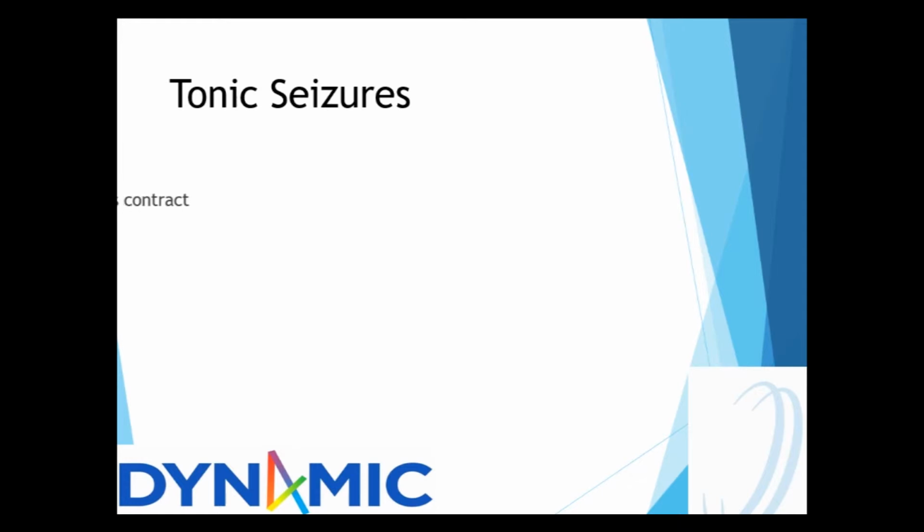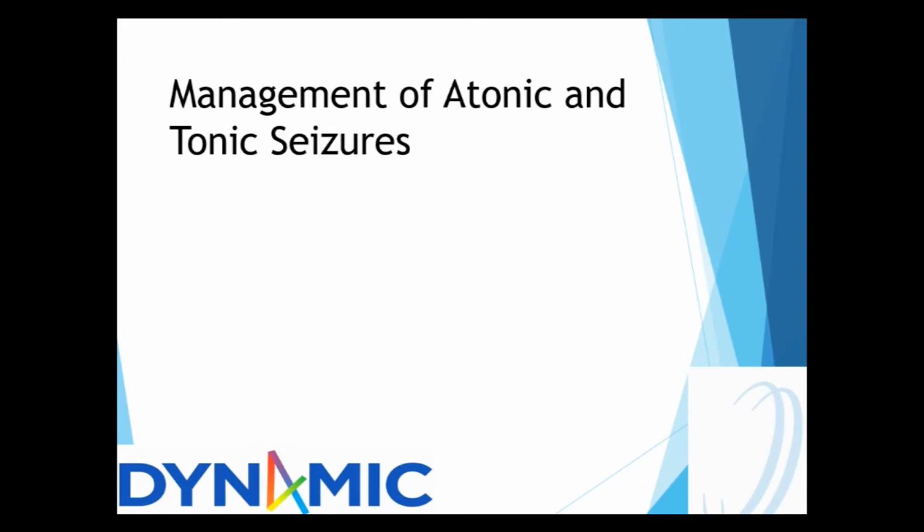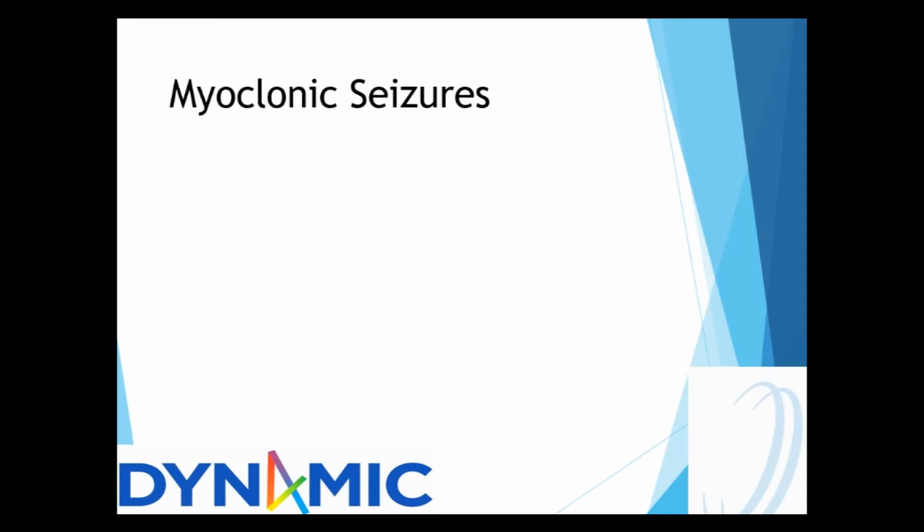Tonic seizures. Muscles contract. Body stiffens, trunk, facial muscles and limbs. Results in falls. Normally a quick recovery. The management of atonic and tonic seizures. Check for injuries as may need medical attention. Stay with the child, reassure them.